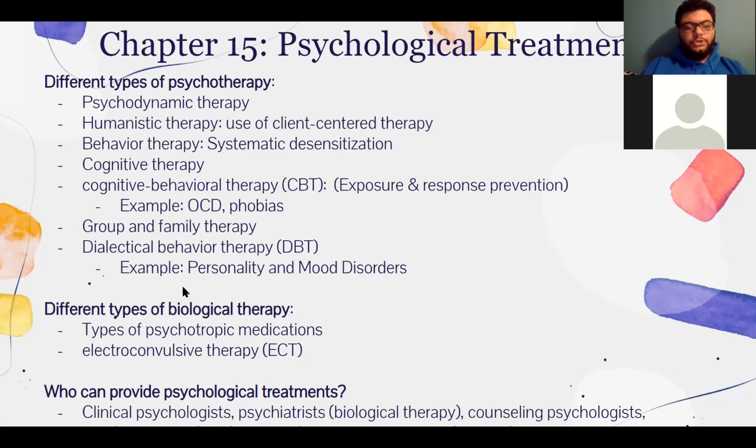Biological therapies. So this would be psychotropic medication and electroconvulsive therapy. Biological psychology or psychiatric therapies focus more on the neurology of it and how the brain is basically electricity and chemicals. So medication would try to correct the chemistry, and ECT would try to correct electrical imbalances.